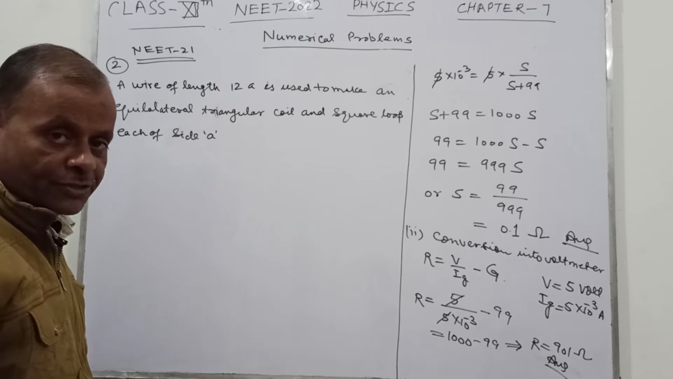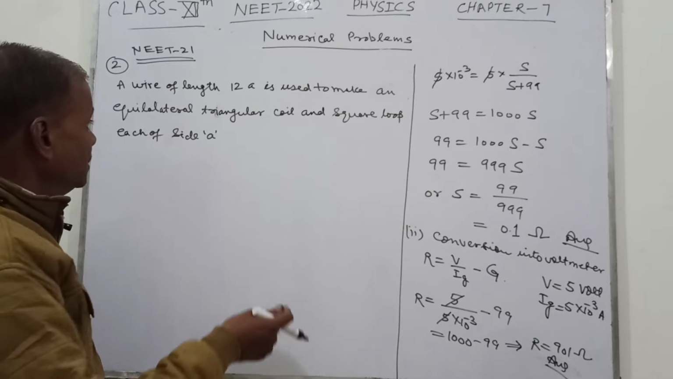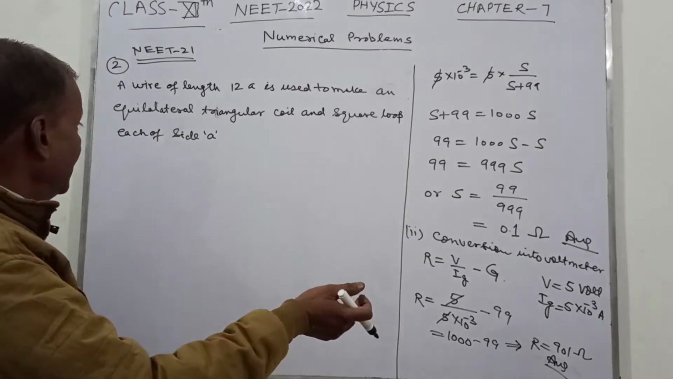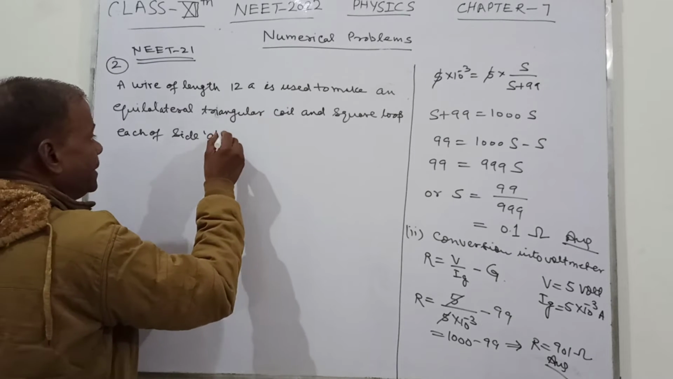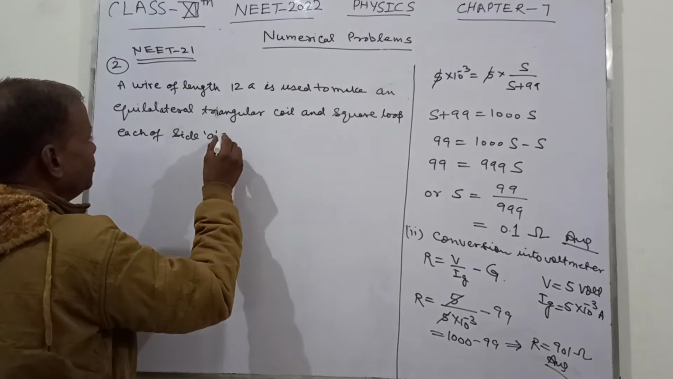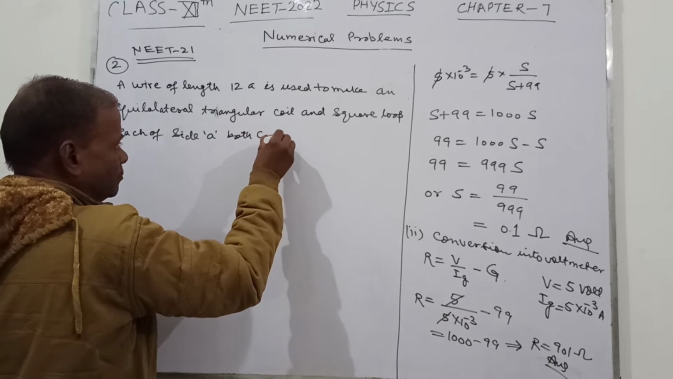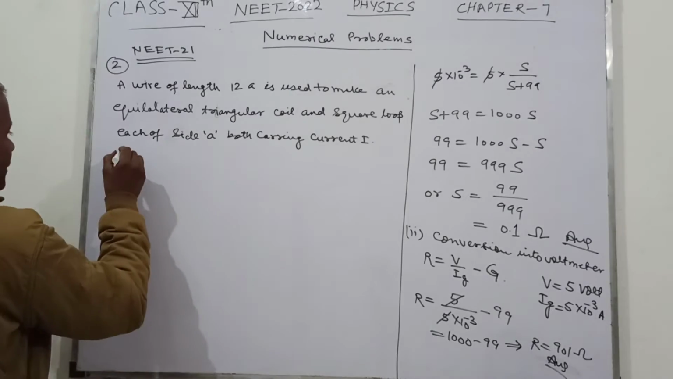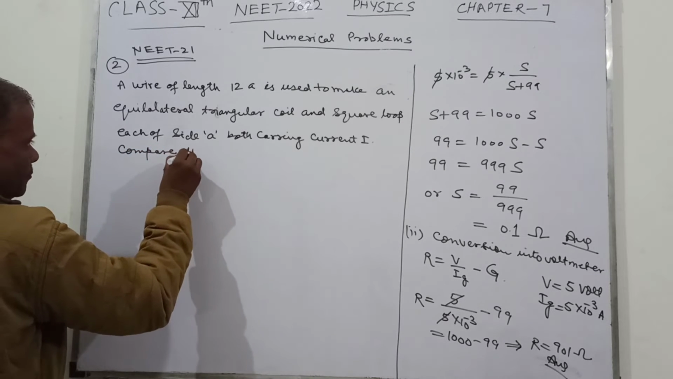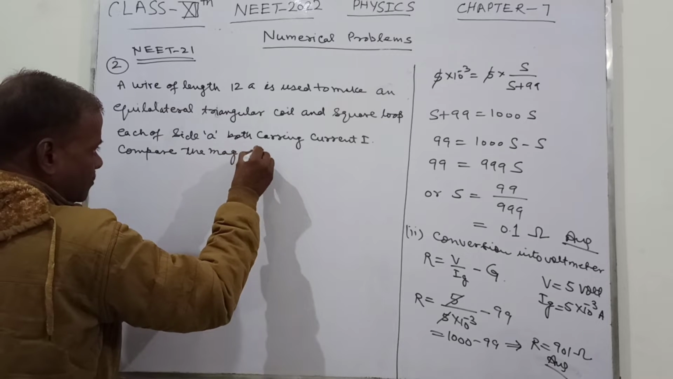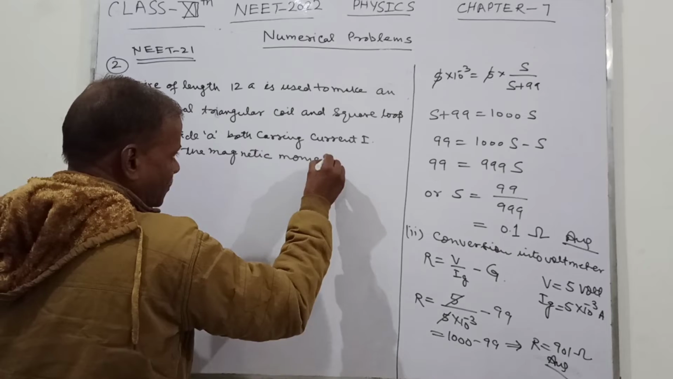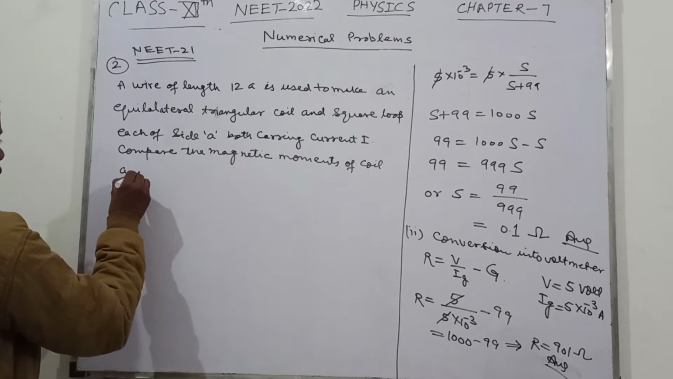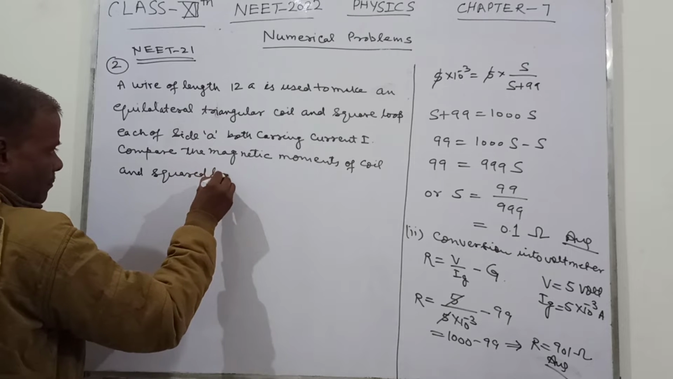There are two pieces of wire of this length. One wire is converted into the equilateral triangular coil, and the second wire is converted into a square loop of the side A. Each has the side A, carrying current I. Both the triangular coil and square loop carry current I. Compare the magnetic moments of the coil and square loop. This is the question.